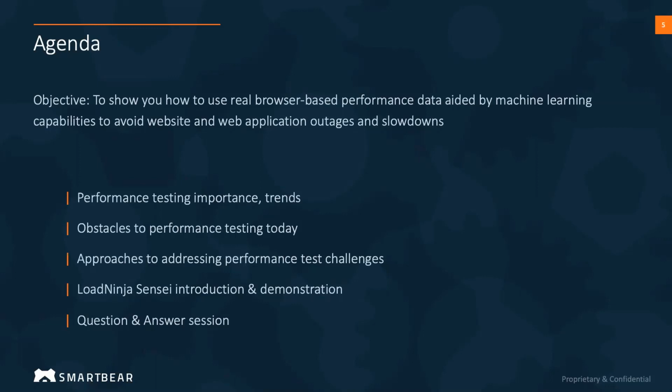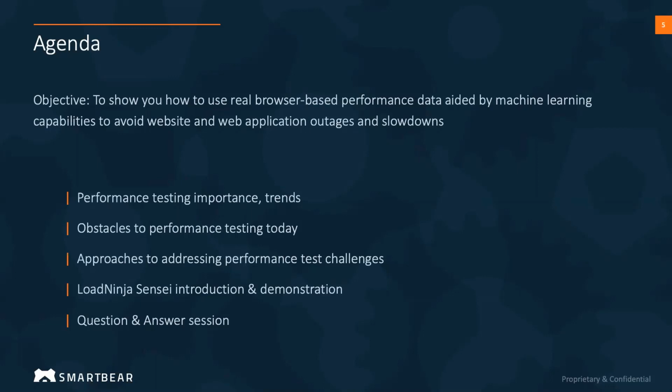Now, our agenda today really is to show you how you can use real browser-based performance data aided by machine learning capabilities to avoid outages and slowdowns on your website or your web application. Now, in talking with customers, we found that many organizations struggle in this area, and they face challenges in trying to build performance testing to help them avoid these outages and slowdowns. What we want to share today is some of the ways to deal with those challenges using new approaches and machine learning to help get to the bottom of performance issues quickly.